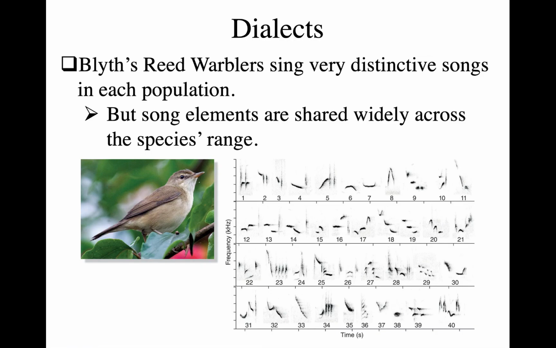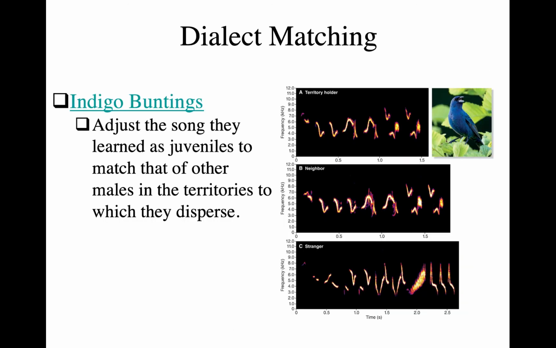Now in some species, different populations sing different songs, like in this Blythe reed warbler, but they do share song elements across the entire species range. They simply rearrange these song elements in unique ways. Now in many birds we're finding dialect matching, such that as individuals enter a neighborhood, they begin to copy each other's song.